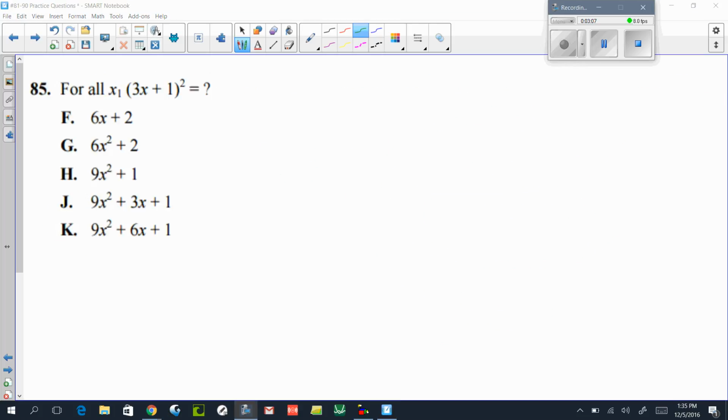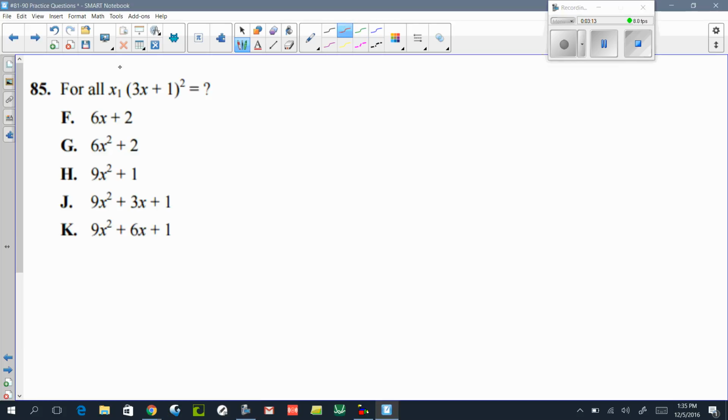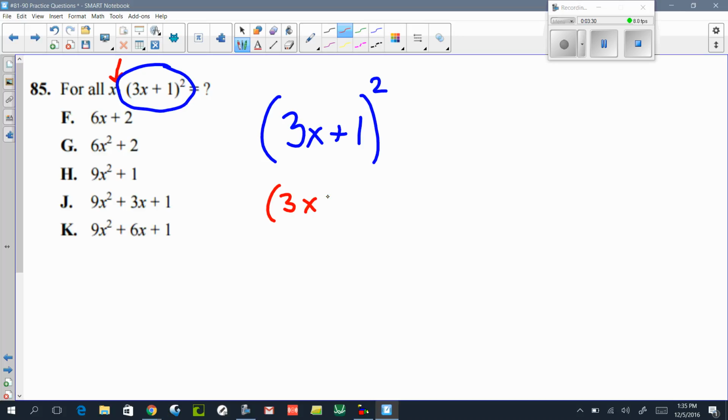The second to last problem I want to look at is number 85. This problem is probably most confusing because of this little x1. But all this is saying is, what would this expression right here be equal to for any value of x? We have to remember that 3x plus 1 inside parentheses squared actually means we're going to take 3x plus 1 times itself. An exponent of 2 tells us we multiply whatever is inside parentheses by itself.